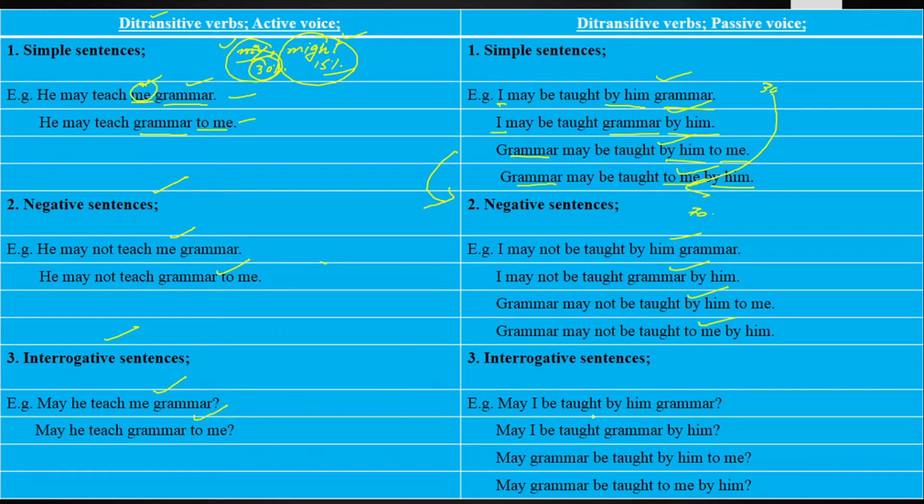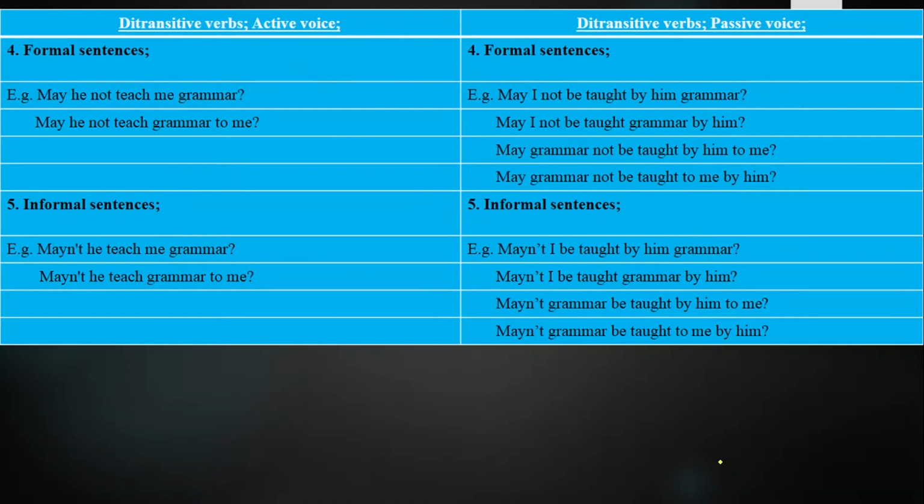Okay, here the sentence is: may I be taught by him grammar, may I be taught grammar by him, may grammar be taught by him to me, may grammar be taught to me by him. Next, we have got the formal sentences of modal auxiliary verb may: may he not teach me grammar, may he not teach grammar to me, may I not be taught by him grammar, may I not be taught grammar by him, may grammar not be taught by him to me, may grammar not be taught to me by him.